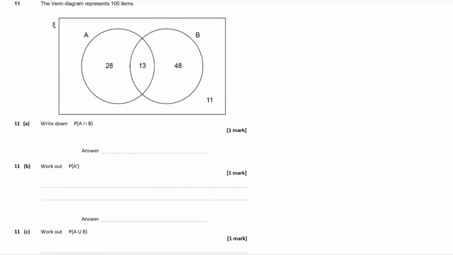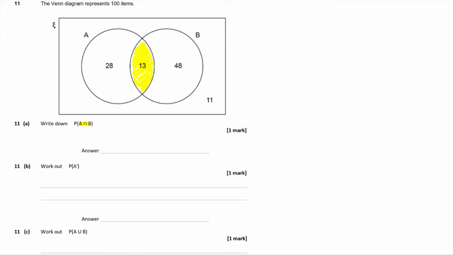Question 11. The Venn diagram represents 100 items. So we've got 2 groups, A and B. All 4 parts of that should add up to 100, like it says. So write down the probability of A intersect B. A intersect B is the bit in the middle between A and B. That is A intersect B here.